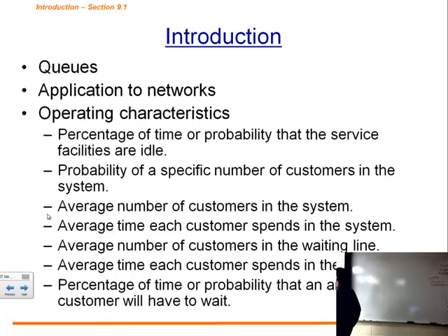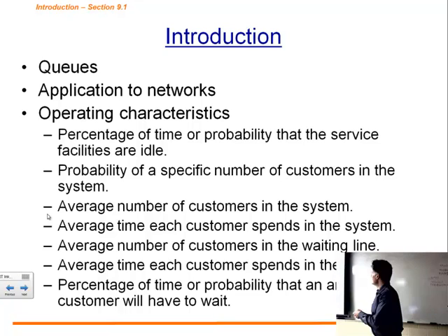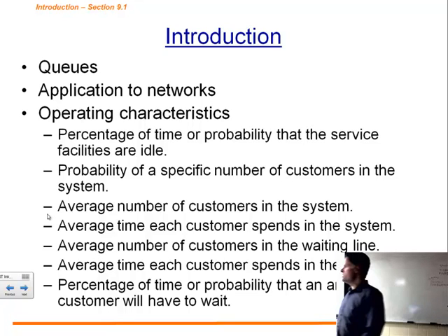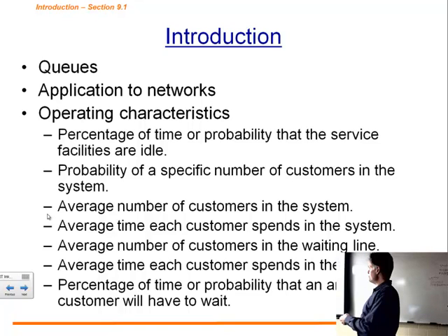So here are some characteristics we're interested in. What percentage of the time, or what is the probability, that the service facility is idle? In other words, nobody is being processed and the queue is empty, so the service facility is just sitting there not doing anything. At any given time, what's that probability? What is the probability that a specific number of customers are in the system? We're calling these items customers, even though they may not be people; they may be packets.